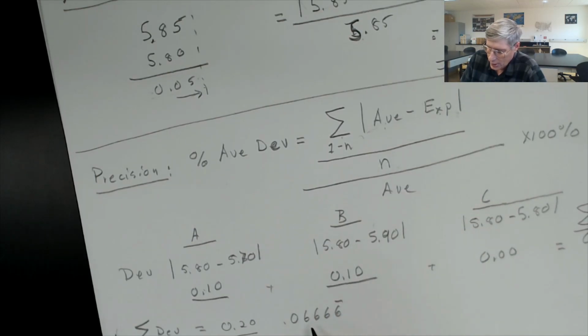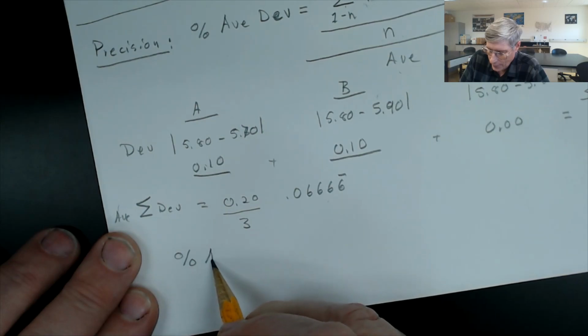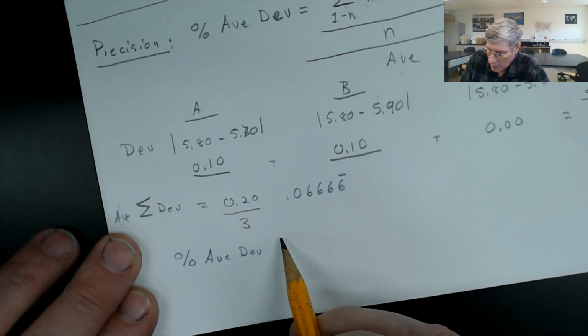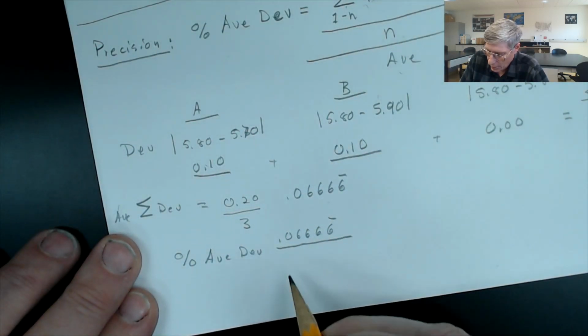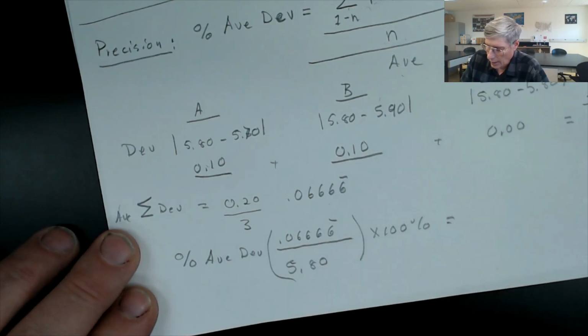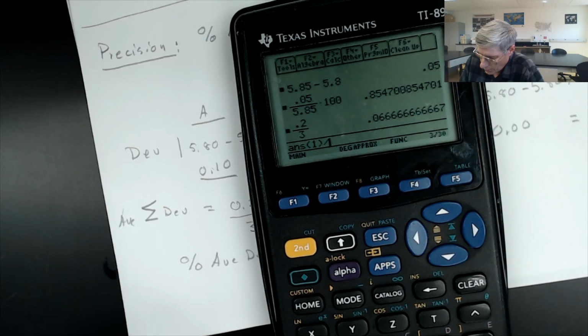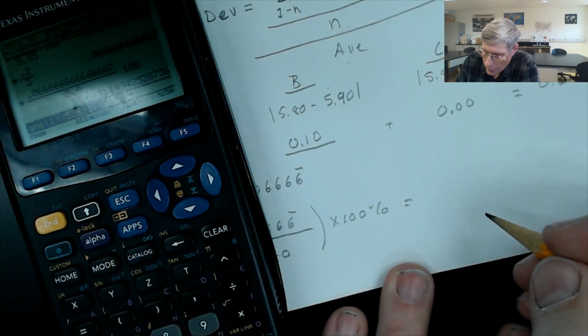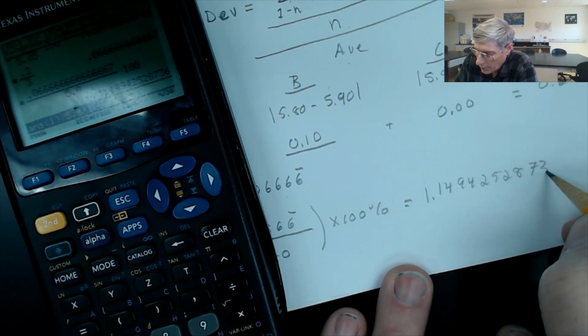The next step is to take this average deviation and turn it into a percentage. To do that, you divide by the average and multiply by 100. So we will have our final calculation, which is the percent average deviation, which is our 0.0666 infinity sixes divided by the average, which our average was 5.80, times 100%, and that will give us our answer. We will now divide by the average, which was 5.8, and multiply it times 100, and that will give us a percent of 1.14942528736%.